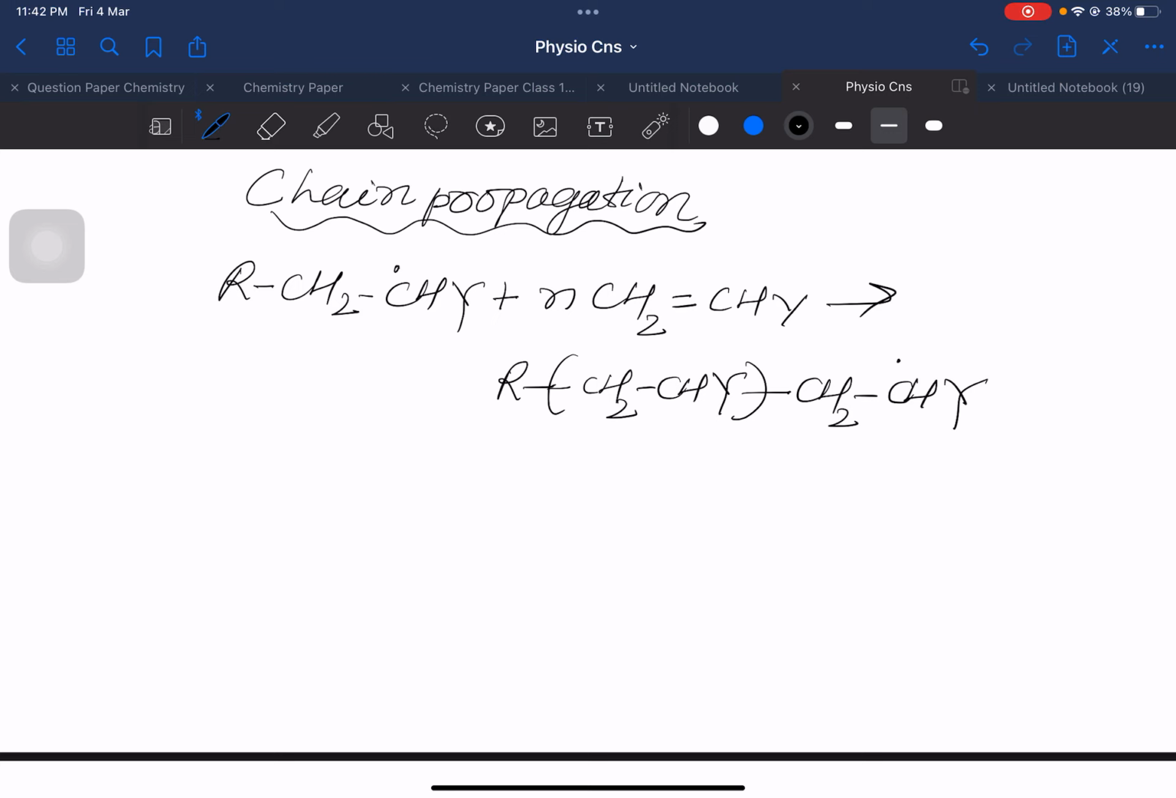This step is very rapid. It is a rapid step and gives a high molecular mass radical. Now the last step is chain termination.